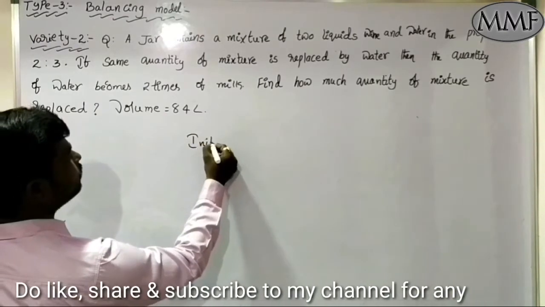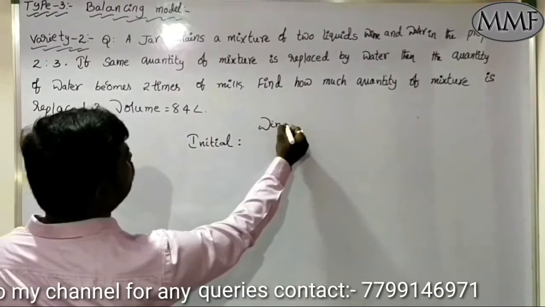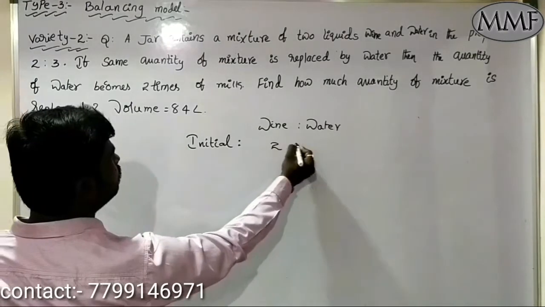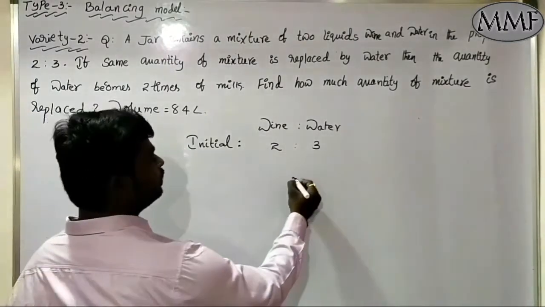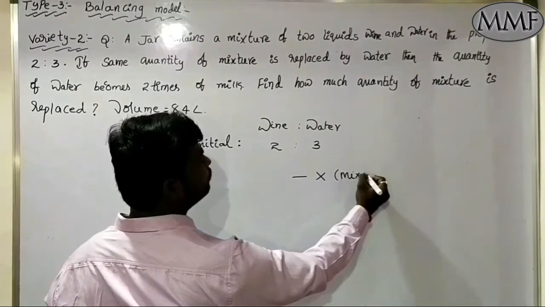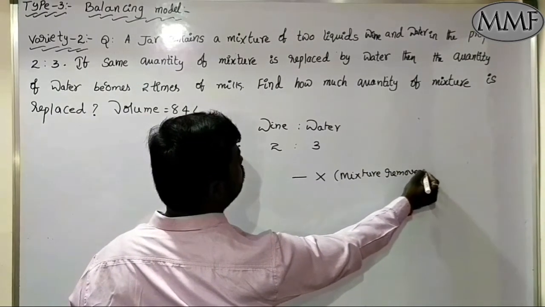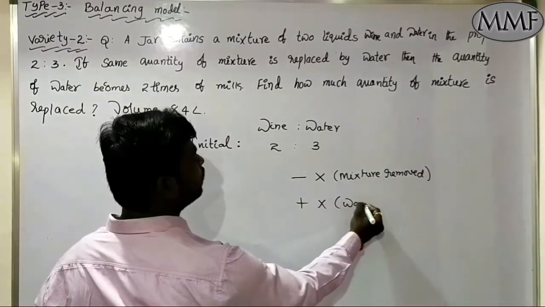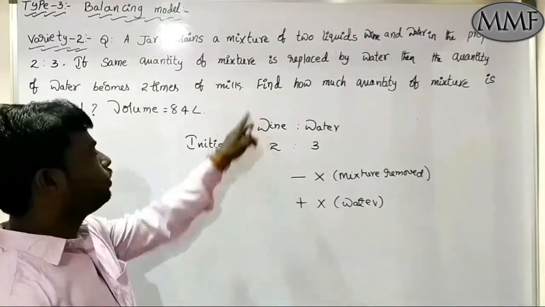Initially you are having wine is to water is 2:3. Then what happened? Some quantity of mixture is taken out. Let X liters of mixture be taken out. Mixture removed. Then again what happened? You are adding X liters of water. Then what happened? Water will become 2 times of milk.